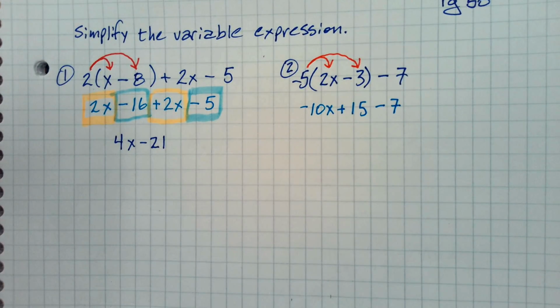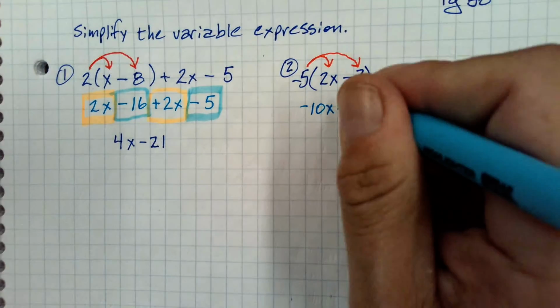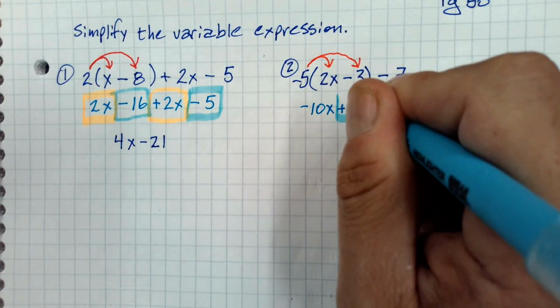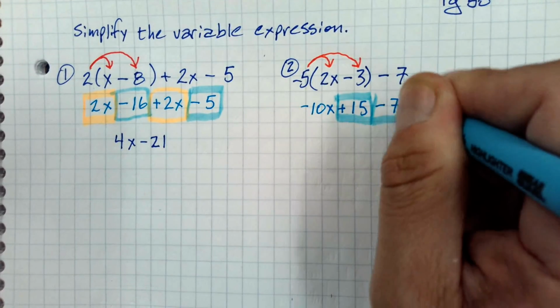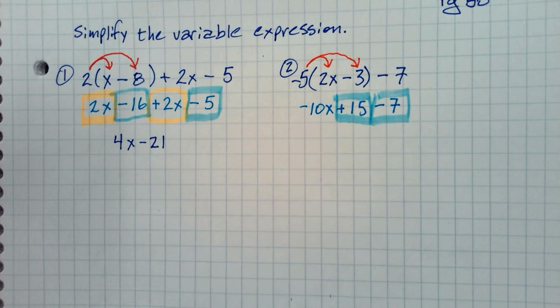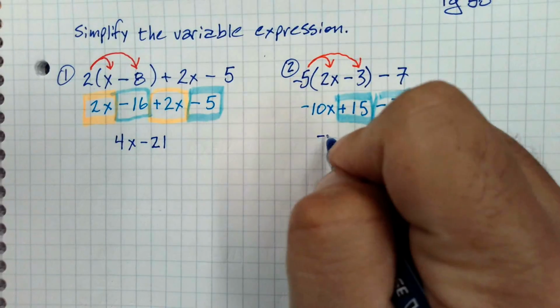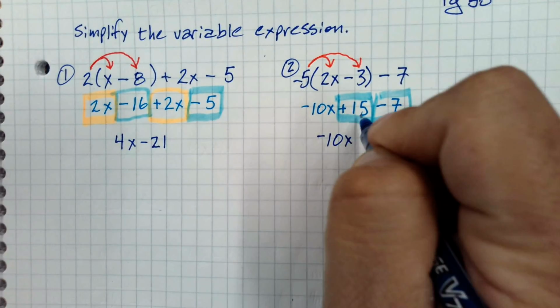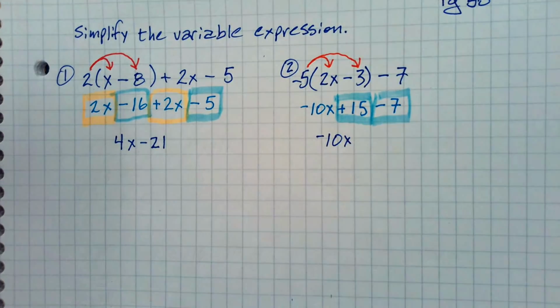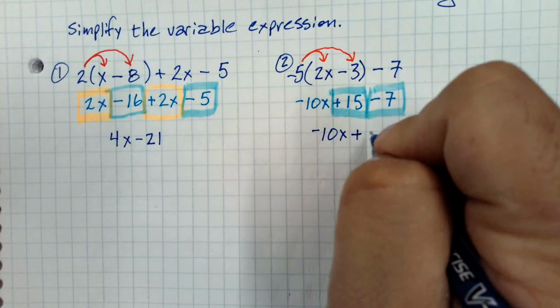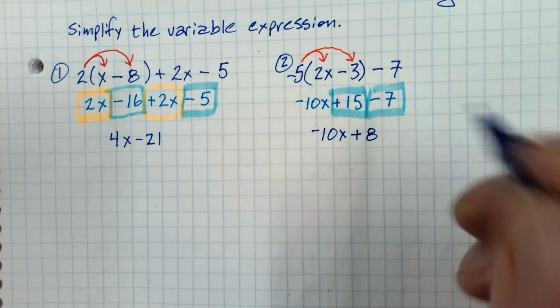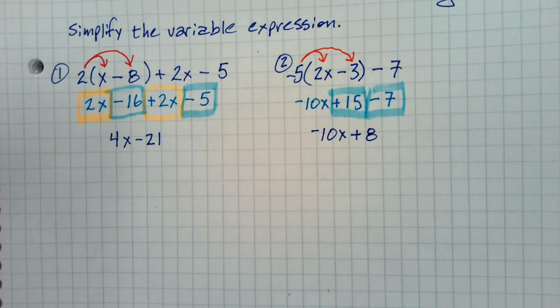Okay, so what can we combine here? 15 and negative 7, which is 8. Negative 10x plus 8. The negative 10x we didn't touch, so it just stays negative 10x. And then 15 and minus 7 is positive 8. So plus 8. Any questions there? Okay.